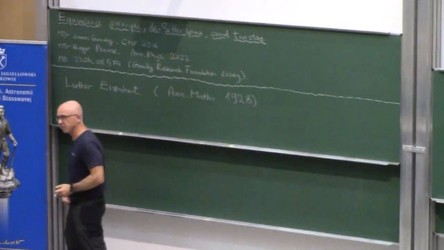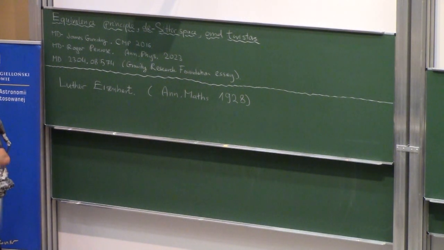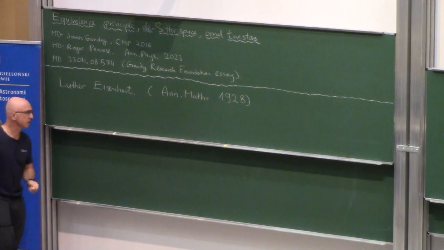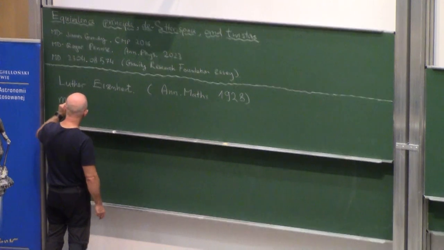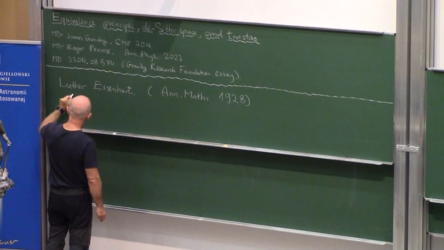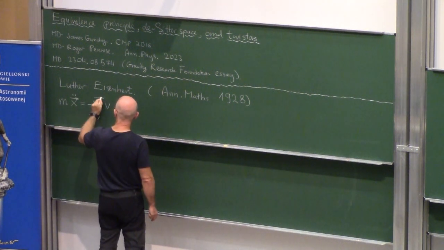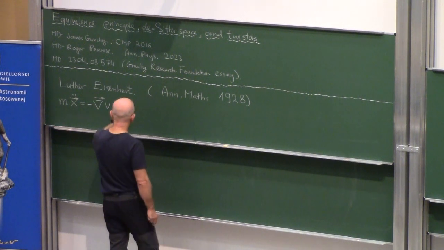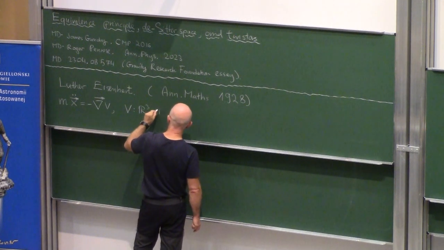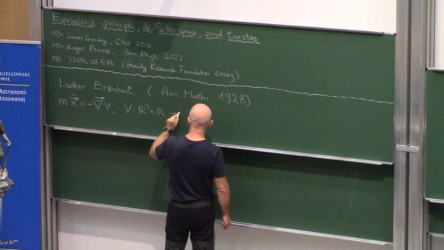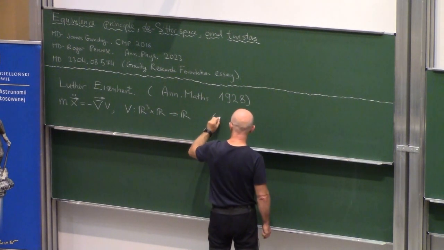Eisenhardt wanted to understand the problem of formulating Newton's equations using ideas from relativity. So his objective was to understand equations of the form m x double dot is minus a gradient of some potential, and this potential is a function on R^3 cross R, so it can depend on time. Let's call this equation 1.